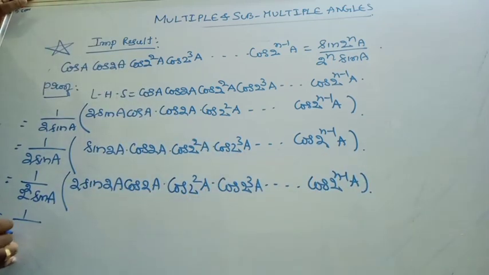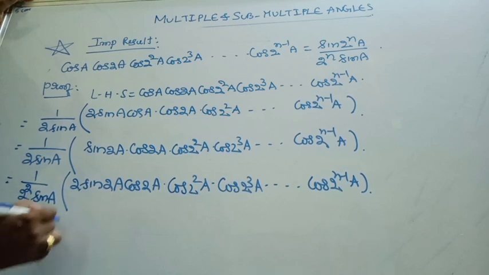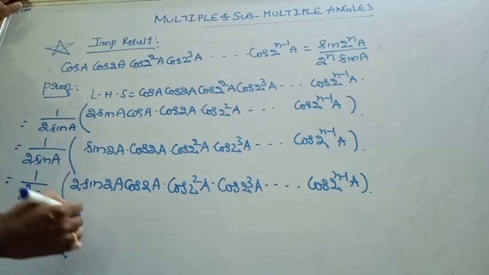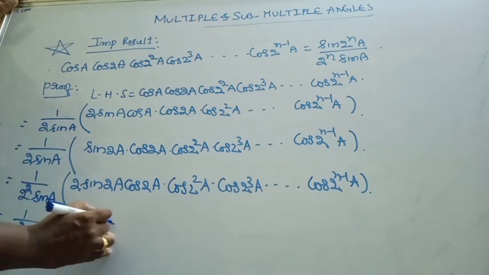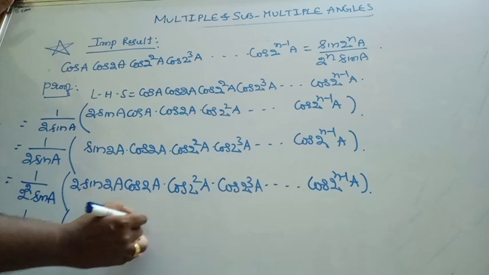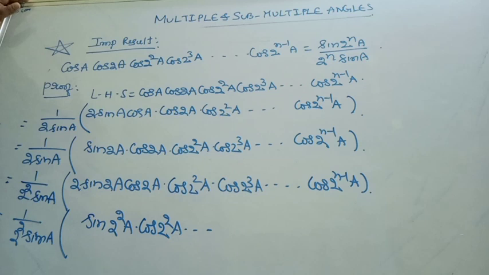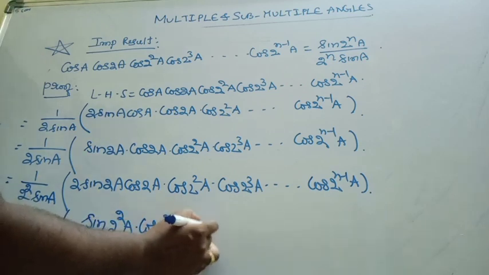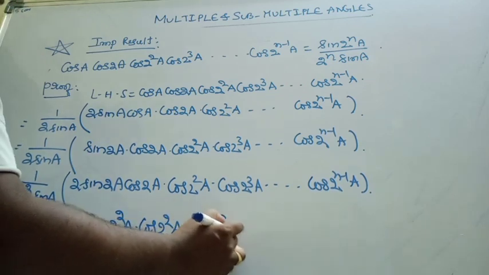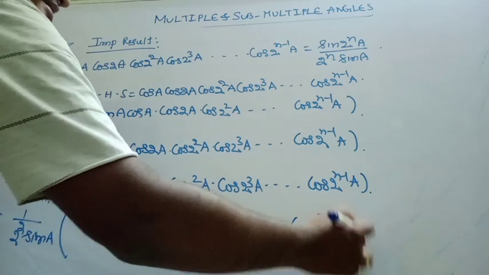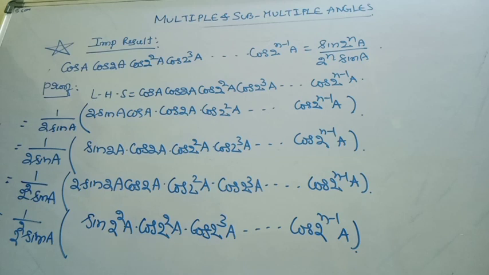Now this becomes 1 by 2 square into sin A. Here 2 sin 2A cos 2A is nothing but sin 4A. You can write this as sin 2 square A into cos 2 square A, and so on up to cos 2 cube A, and so on up to cos 2 power n minus 1 into A. Like this we are going to proceed. You see, my dear students, what we have got.